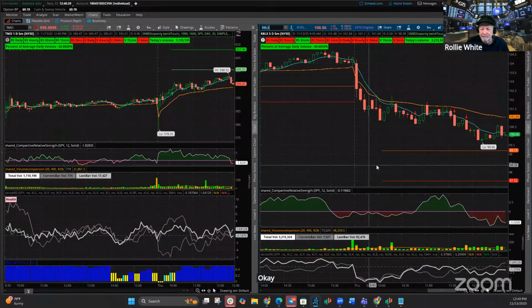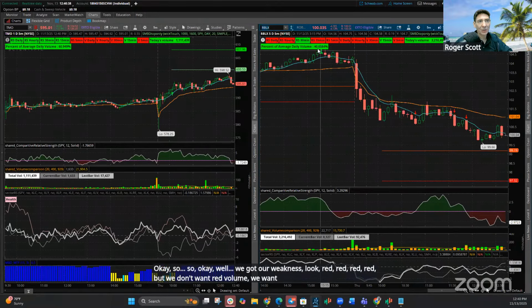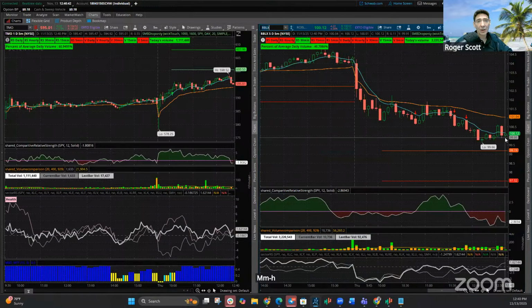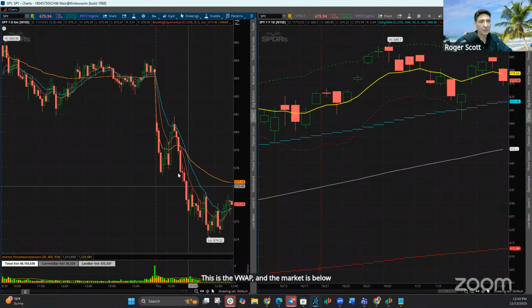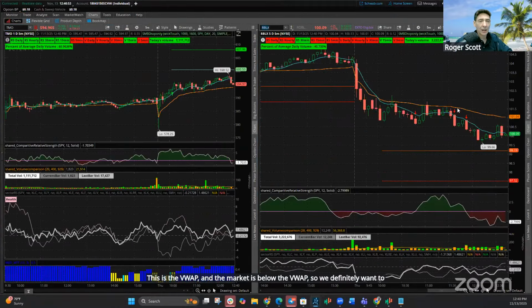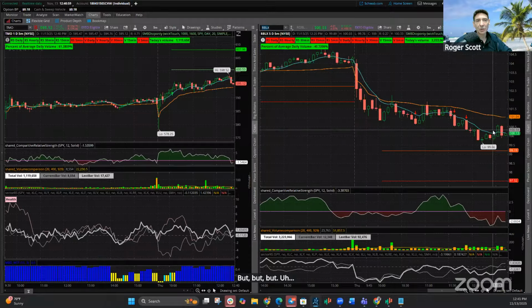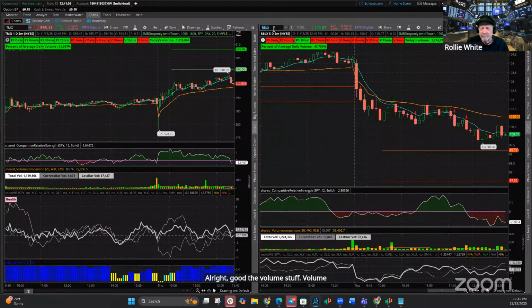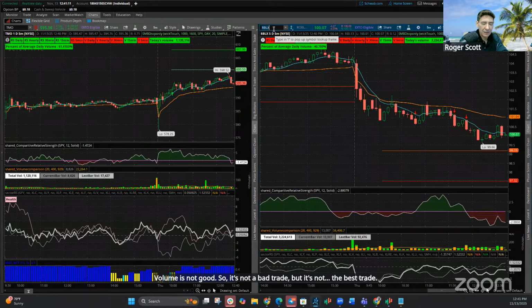Okay, we got our weakness. Look, red, red, red, red, but we don't want red volume. We want this to be high. Volume is low. It's only 40%. While things are moving in our direction and relative strength is definitely getting weaker, this is the VWAP and the market is below the VWAP. So we definitely want to go short right now. But relative strength is good, everything's good, but volume is not good. So it's not a bad trade, but it's not the best trade. All right. Let's move on.